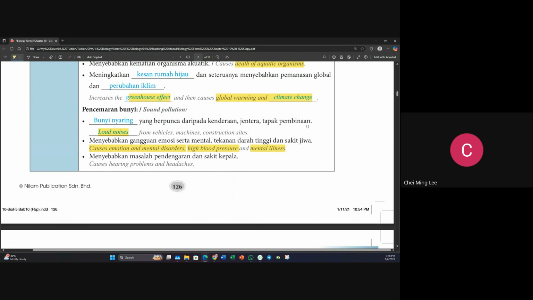Like you see in the car ones, when that guy is driving like hell, then suddenly the other guy cannot stand it and just attacks him like that. Okay, and also it will cause hearing problems and headache, especially when you are working in a metalworks factory. When you cut the metal like that, it will actually damage your eardrum.